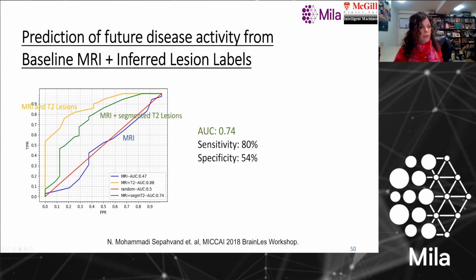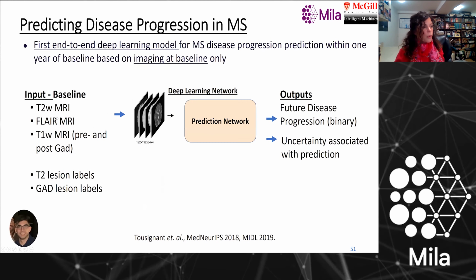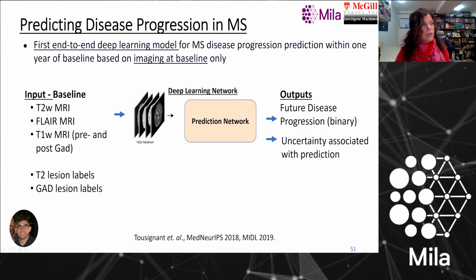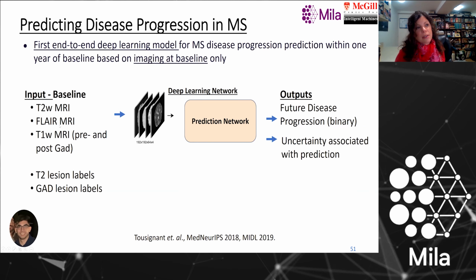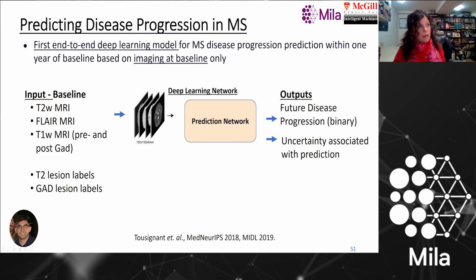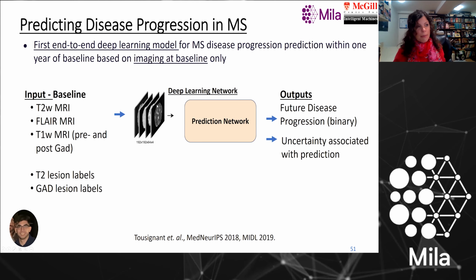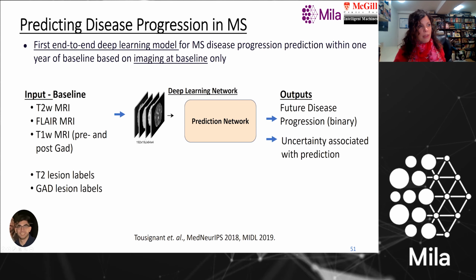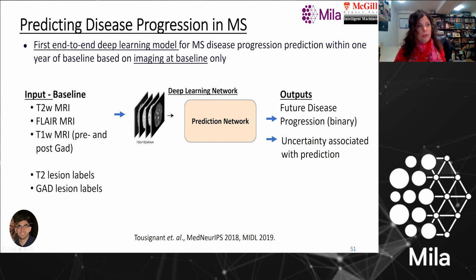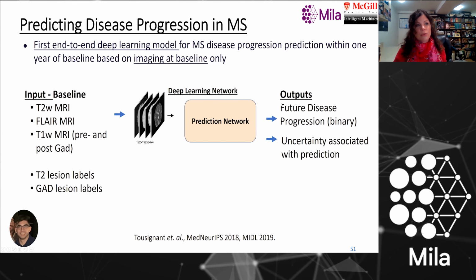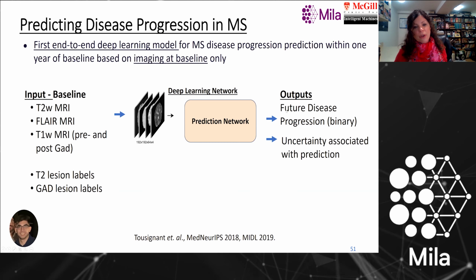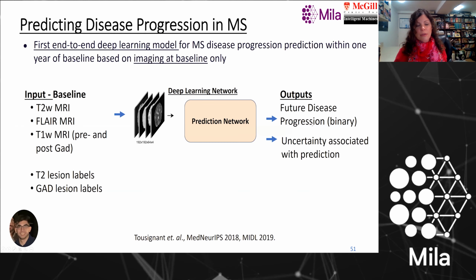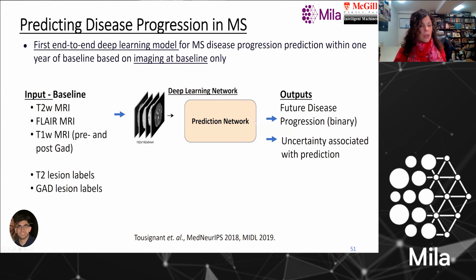So you can use that network for that. We also built the first preliminary end-to-end deep learning model to predict MS disease progression within 1 year of baseline based on imaging at baseline alone. So you provide everything at baseline, all the images, any labels you have, and the network produces a binary output: whether this patient will have disease progression in the future in terms of disability.